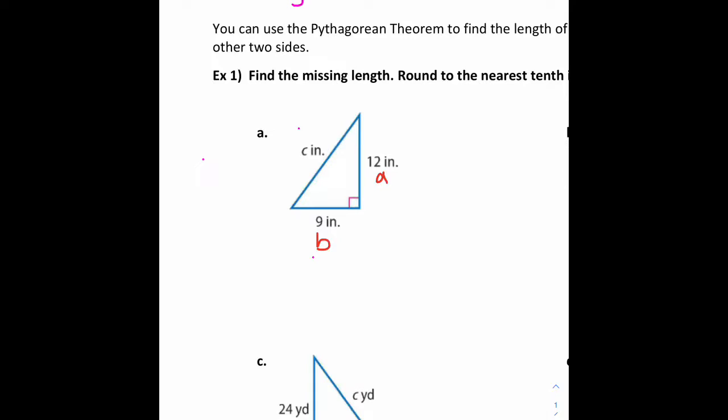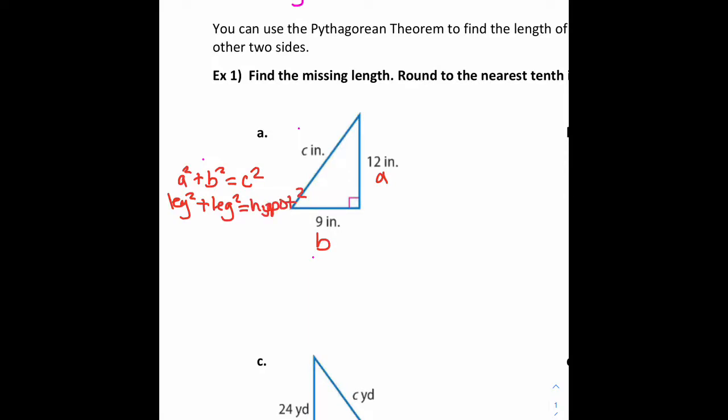So I'm going to always start with the Pythagorean theorem that says a squared plus b squared equals c squared. You can also think of that as leg squared plus leg squared equals hypotenuse squared, right? That's another way to think of it. You don't have to use the variables.